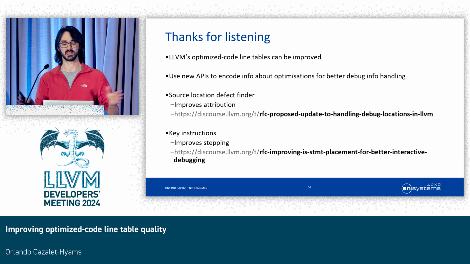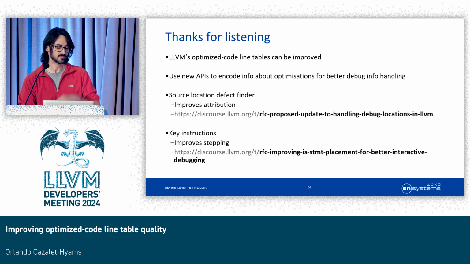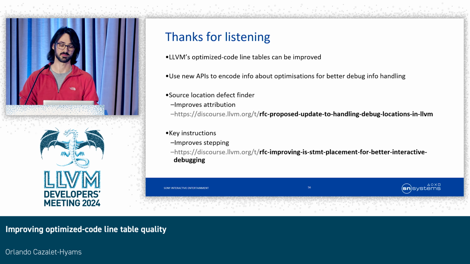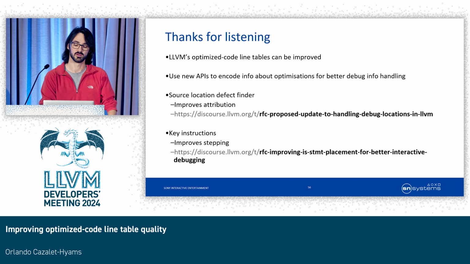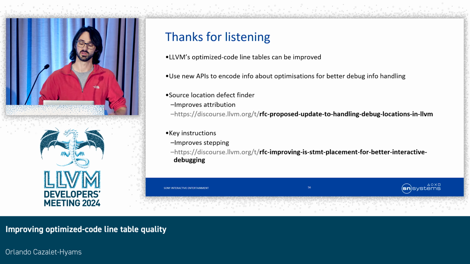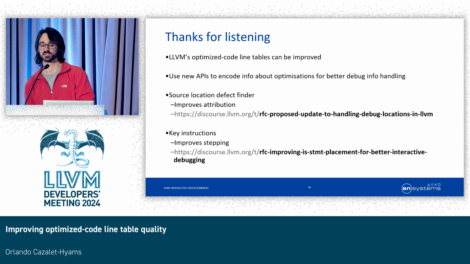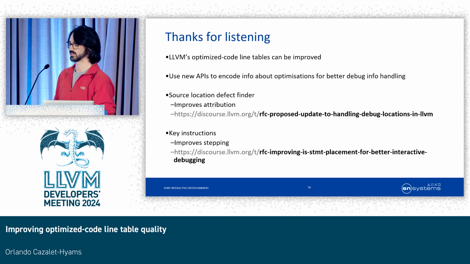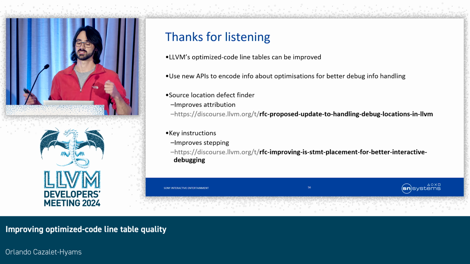So in summary of everything I've just thrown at you, we can deliver higher quality optimized code line tables in LLVM by improving attribution and stepping and separating those two things. I've covered projects that we've been working on to this end, both of which require pass authors to call new APIs to encode more information about the transformations taking place. There are some links to the RFCs if you missed them earlier, so please get involved with them, let us know what you think. I think we've got time for questions now.